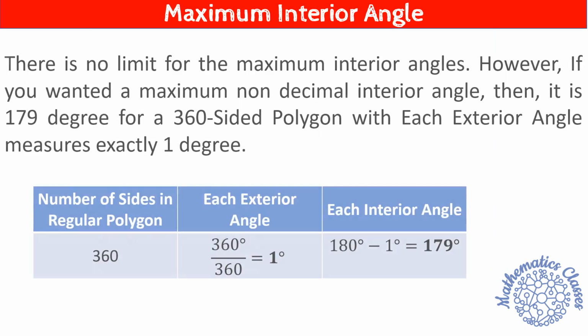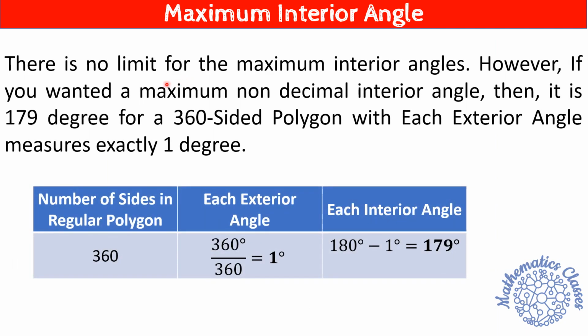As we have seen, there is no limit for the maximum interior angles. However, if you want a maximum non-decimal interior angle, that is, a positive integer interior angle, then the maximum possible interior angle would be 179 degree for a 360-sided polygon, with each exterior angle measuring exactly 1 degree.